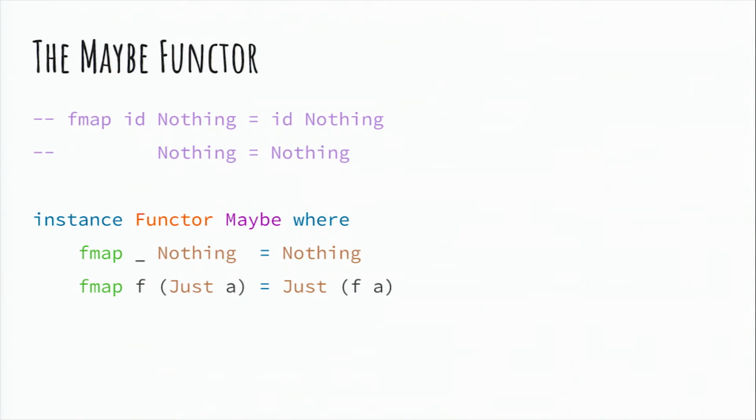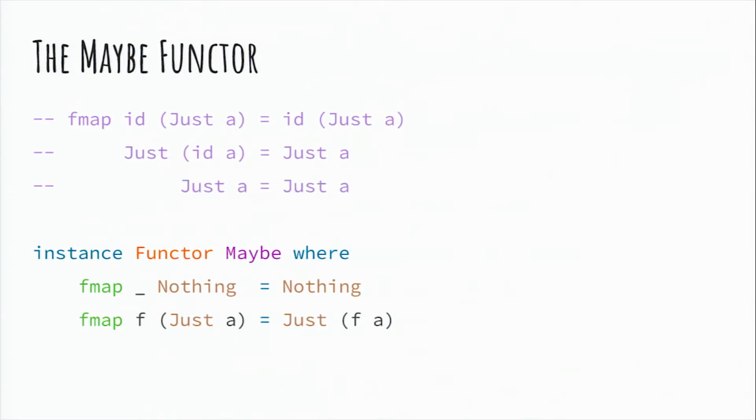You can look at the definition for fmap, and it says fmap underscore, as in don't care, Nothing, and on the right side it says Nothing. So we can replace the left side with Nothing. On the right side we can do the same, because we know that the identity function always returns the stuff you put in. So we can replace that with Nothing as well. And Nothing equals Nothing. So this functor law holds for ID and for Nothing. But does it hold for a value as well? So if you put just A in, what happens?